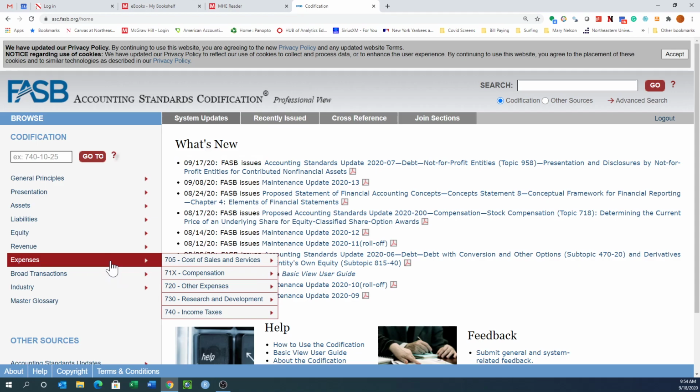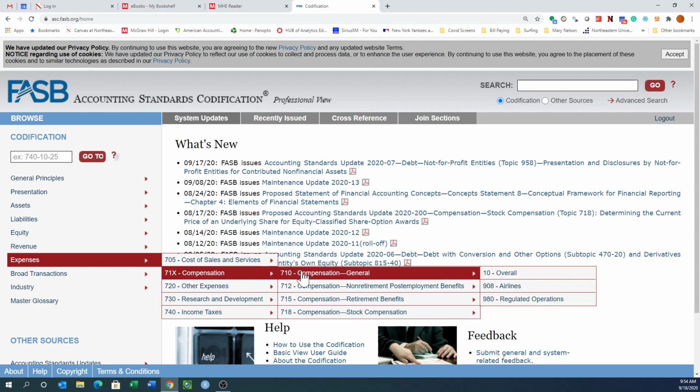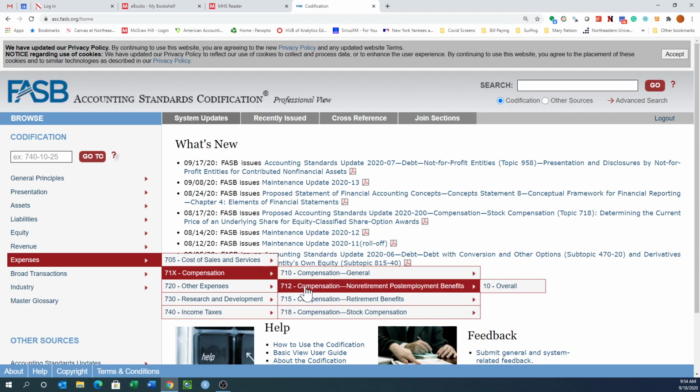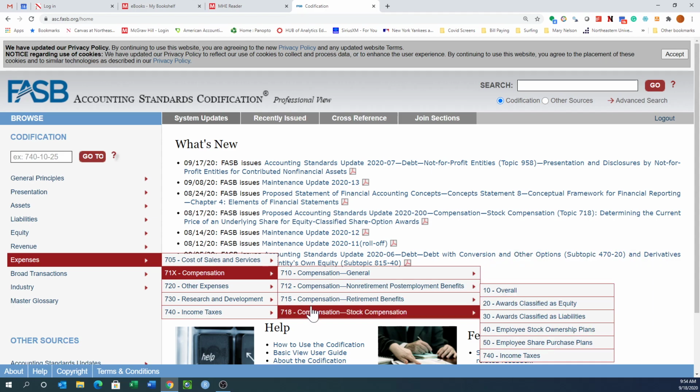And there are multiple different layers of compensation here. And some of the stuff you've already looked at, right? General compensation, non-retirement post-employment benefits. You learned that in a previous class. Retirement benefits, both defined benefit plans and defined contribution plans. Again, you learned that and got a lot of exposure in your previous class. This one, we're in ASC 718.